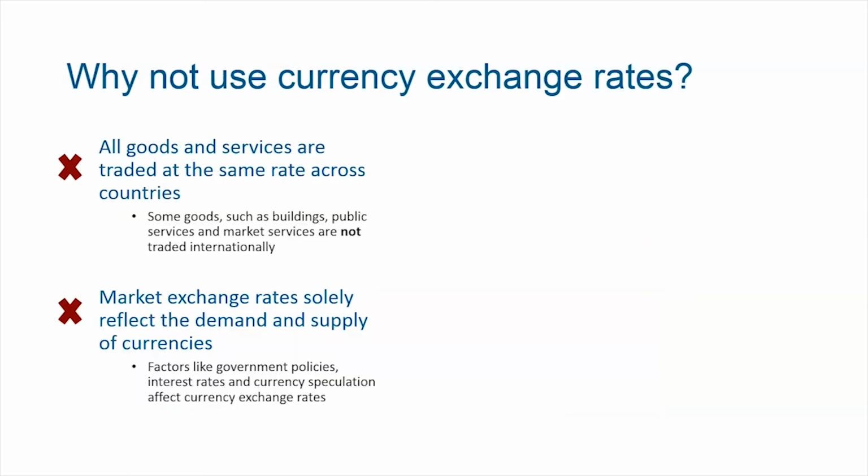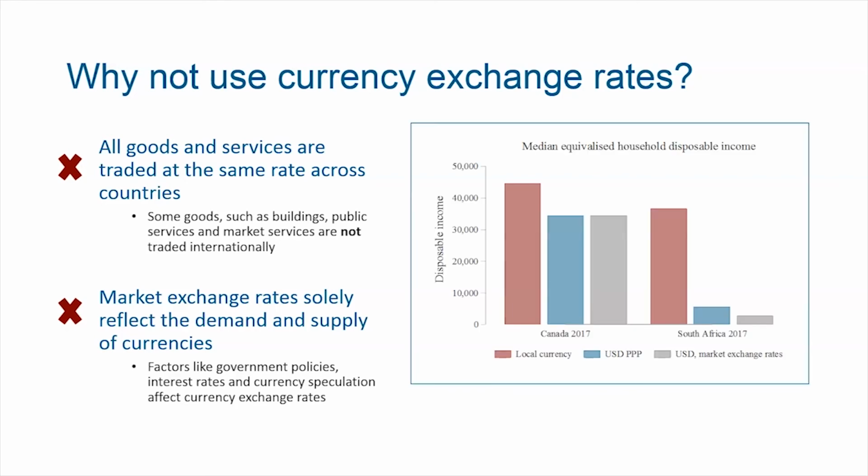But what about using market currency exchange rates instead? In a perfectly competitive global economy, the two would yield the same results. However, not all goods and services are available internationally, and hence their prices differ across countries. What is more, market exchange rates can be affected by factors like government policies and currency speculation, which means that they do not solely reflect the demand and supply of currencies. Due to this, by using market exchange rates, we are likely to underestimate the welfare of lower-income countries, as can be seen in the figure on the right-hand side that compares income in South Africa and Canada in 2017.